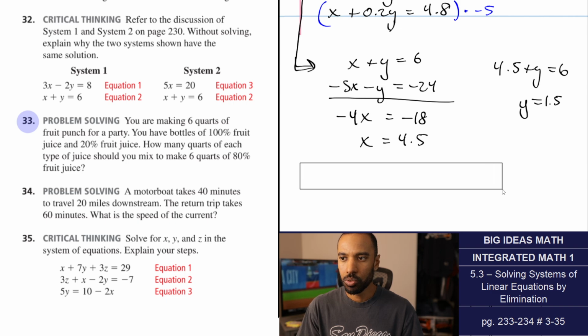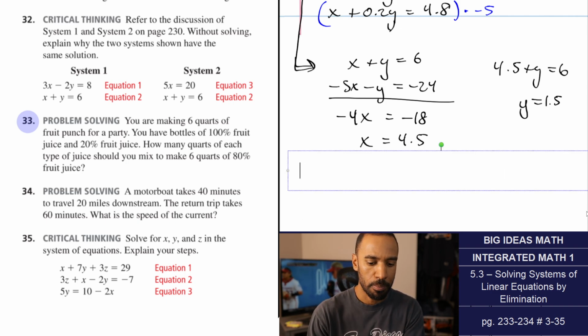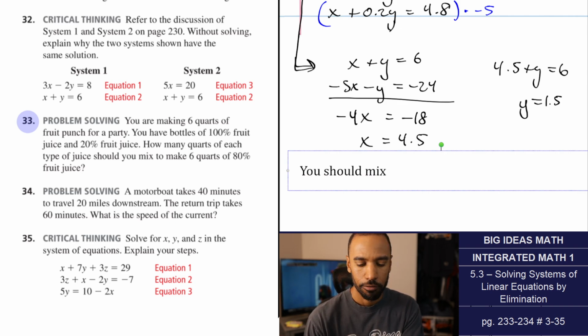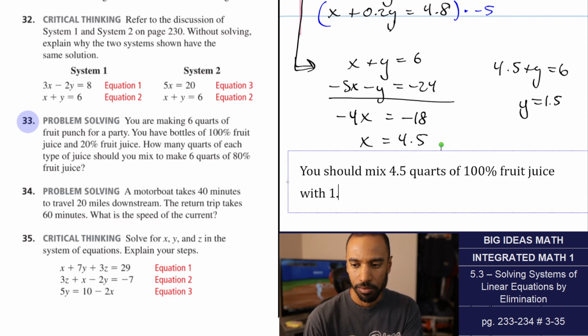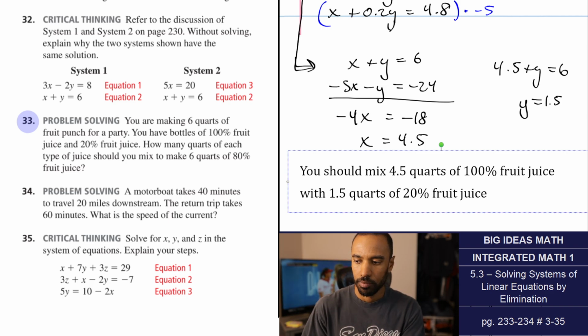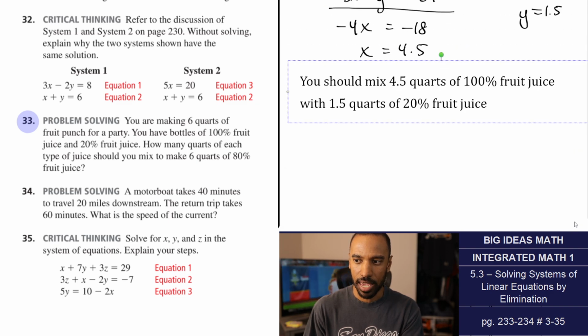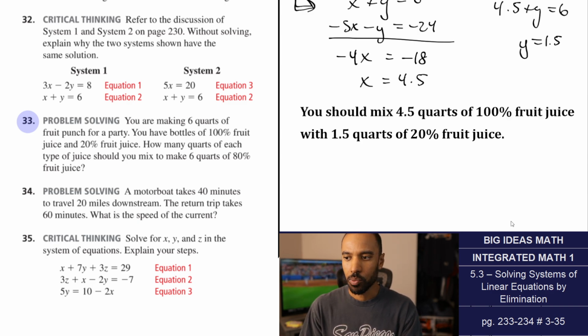But how many quarts should you mix? You should mix 4.5 quarts of 100% fruit juice with 1.5 quarts of 20% fruit juice to get 80% of the 6 quarts. And right, that's what we're looking to do.